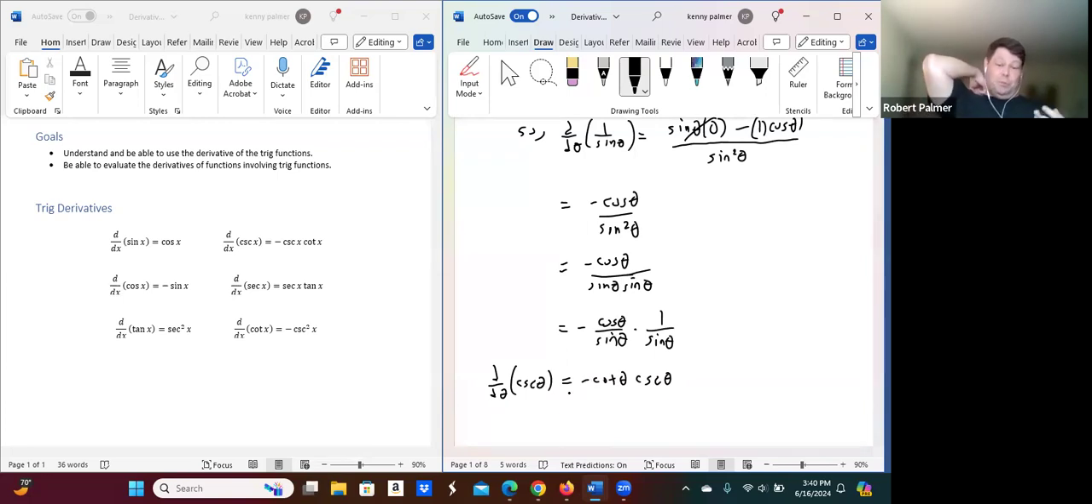And that's why. That actually is a proof of why that's true. It's using the derivatives of sine and cosine. And we can also do a very similar thing with secant. That's how you would practice on your own: write secant as 1 over cosine, go through essentially the same process, and find the derivative of that.